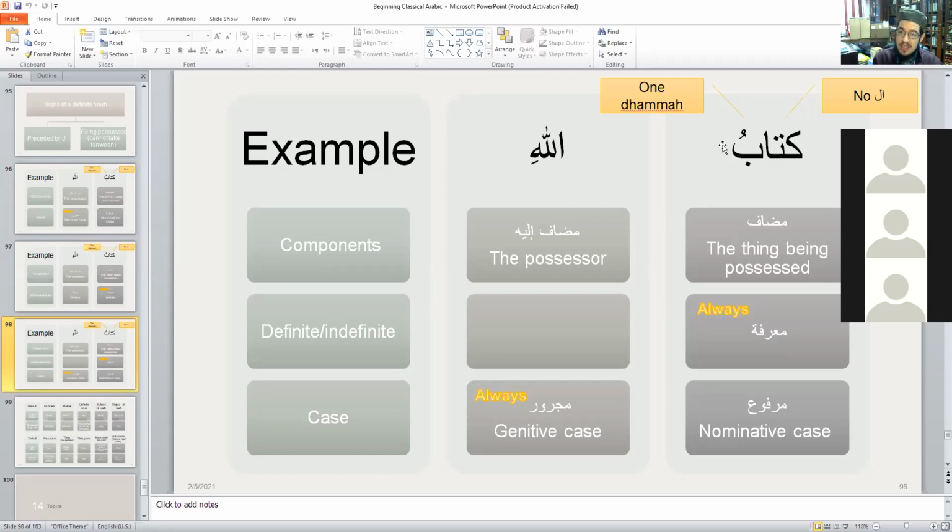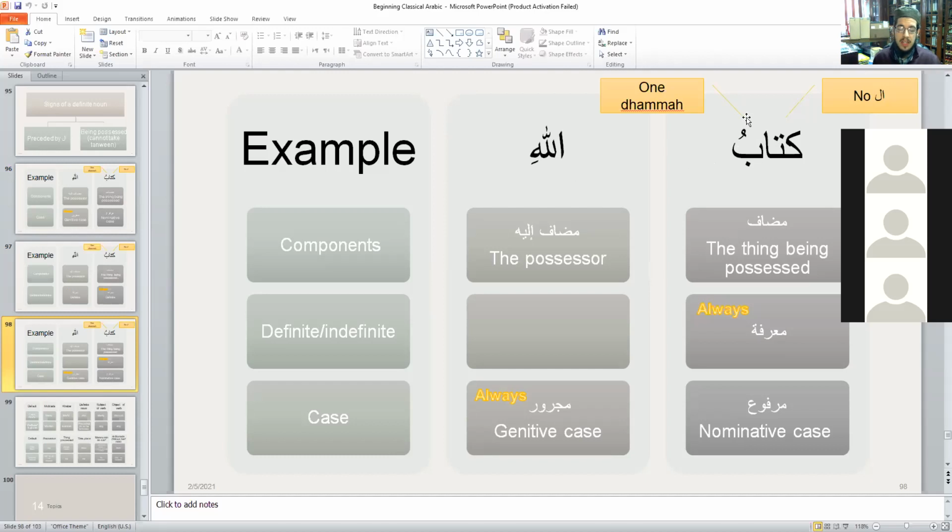But there is one situation where a noun can have neither alif lam or tanween, and that is when it is possessed. When it is part of a possessive construction, it loses its alif lam and it loses its tanween. Whether it's a dhamma or not, that is something that is not fixed. It can be a dhamma, it can be a fatha, it can be a kasra.